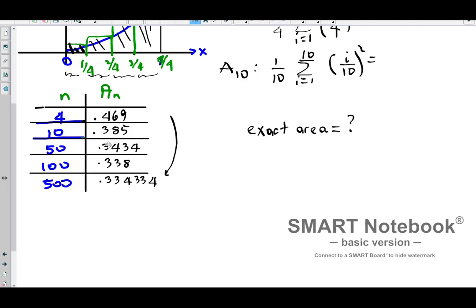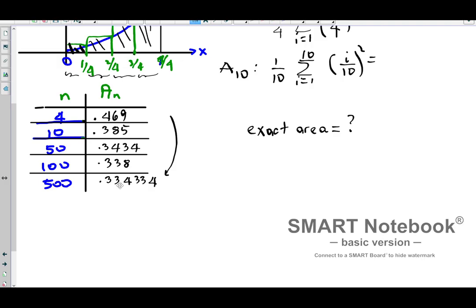As the number of rectangles increases, on the right-hand side the numbers got smaller, but they're not going towards 0, right? They're stabilizing around a unique value. Take a look: from 10 to 500, we only went from about 0.38 to about 0.334. And from 100 to 500, it only went from roughly 0.34 to roughly 0.33, right? So it looks like they're stabilizing.